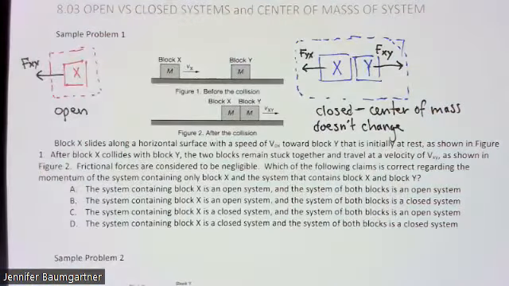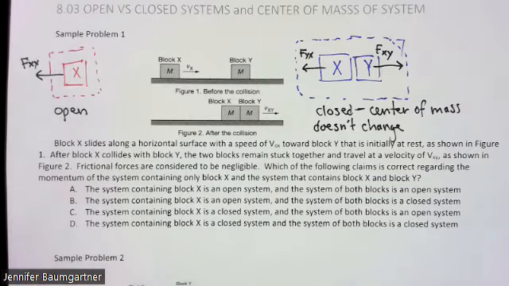It stays constant. And that's a common question for AP. They want to know what happens to the center of mass for a system. They'll look at it. And basically, if it's a closed system, it's going to be the same. It's going to be constant.